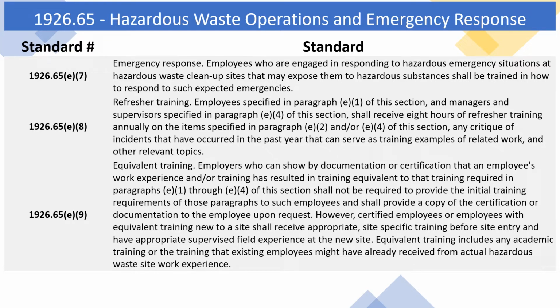1926.65(e)(9) Equivalent training. Employers who can show by documentation or certification that an employee's work experience and/or training has resulted in training equivalent to that training required in paragraphs (e)(1) through (e)(4) of this section shall not be required to provide the initial training requirements of those paragraphs to such employees and shall provide a copy of the certification or documentation to the employee upon request.